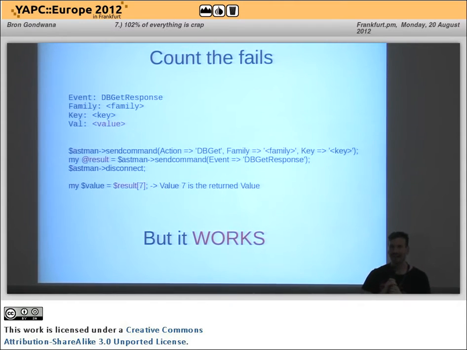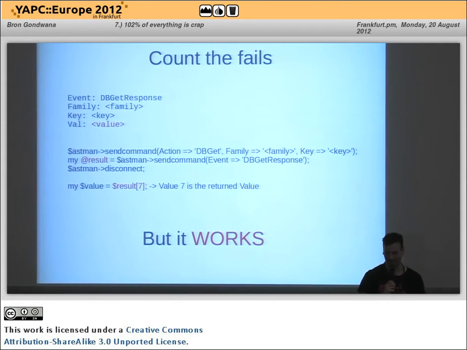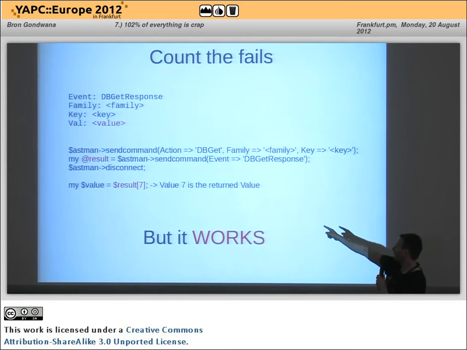Check this out. How many fails are there in this block of code? It reads back an array, and then it checks value number 7. Now have a look up the top there. Event, response, event. Hey! So that's how it works. This actually works.